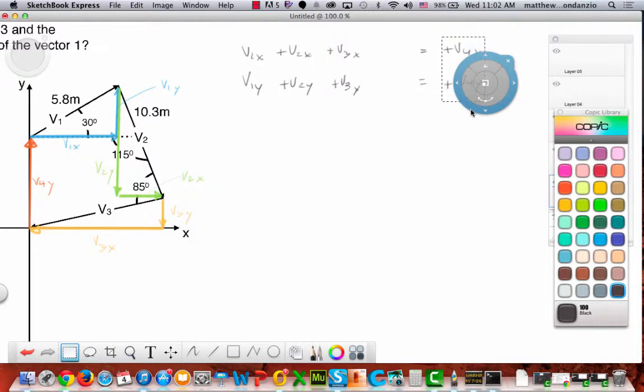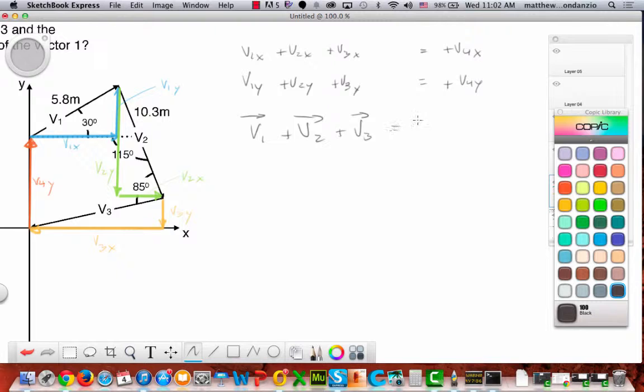v4x is the resultant. No, the vector v4 is the resultant. But v4 is made up of v4x and v4y. Do you guys see that? Yes. Right? So ultimately, these three vectors add up to my fourth vector. I can say v1 vector plus v2 vector plus v3 vector equals my v4 vector, right?